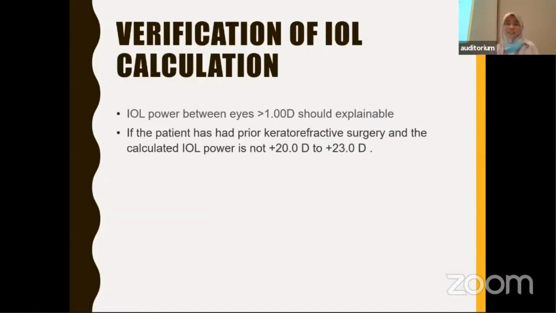Verification of IOL calculation: IOL power between both eyes should not exceed more than one diopter unless explainable. If the patient has prior keratorefractive surgery and the calculated IOL power is not plus 20 or plus 23, maybe you can suspect something.